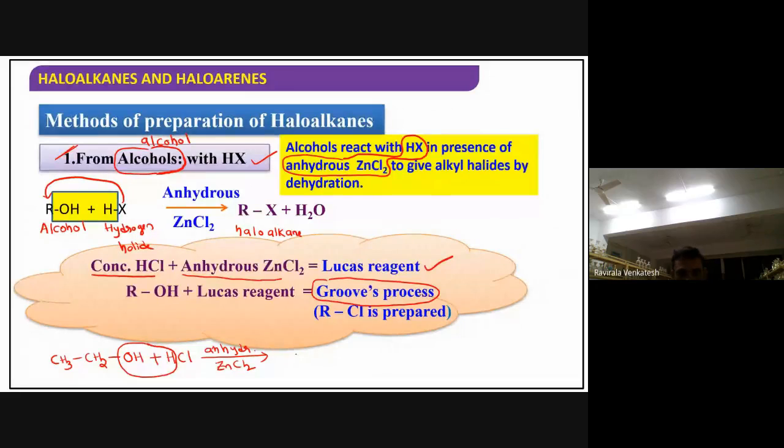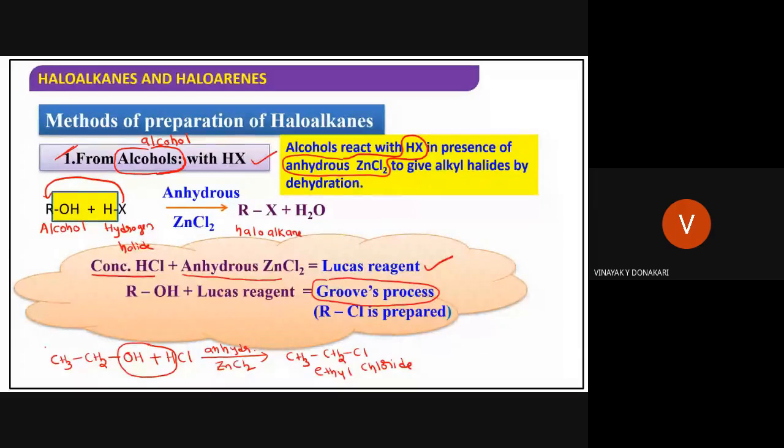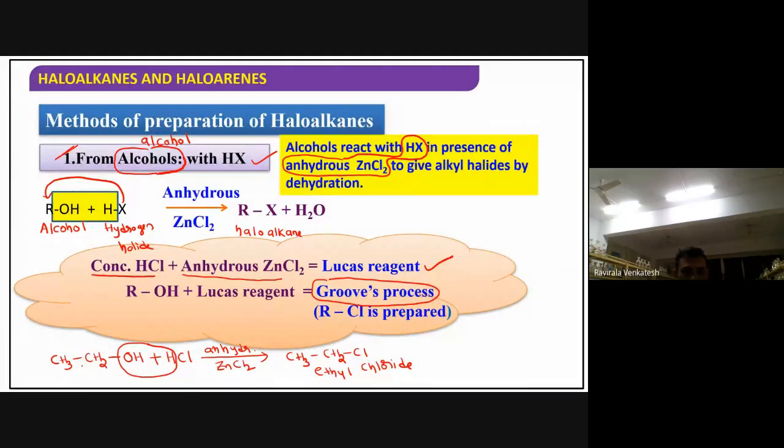Now what are you going to get? CH3CH2Cl. Ethyl chloride you are getting. The name of this one is called ethyl chloride. Anybody, what is the IUPAC name of this one? Chloroethane. Very good.